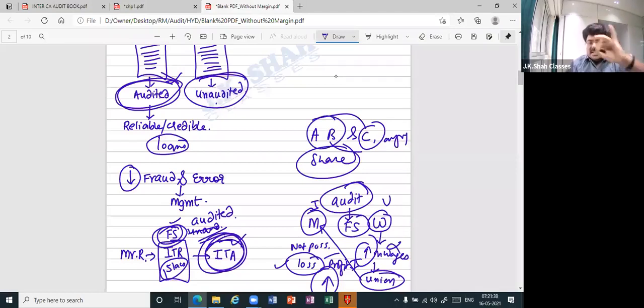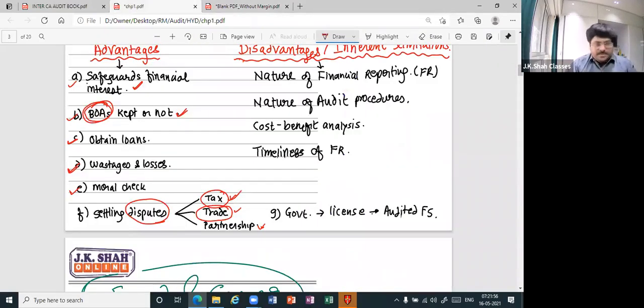So A and B told Mr. C, let us do one thing. Let us do audit. You bring a chartered accountant from somewhere. Bring Rahul. He will do audit of our firm. And then you check whether we are manipulating or defalcating or not. So will it be able to settle this dispute? Yes. So when I say dispute, it helps to settle 3 disputes. Come on, which 3? Tax dispute, trade dispute, partnership dispute.